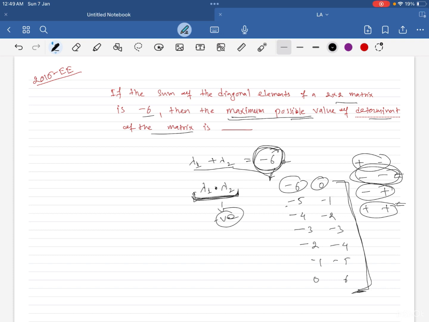No, with the negative only one. So out of this, the product of this will be maximum, right? Because this will be 5 times 1, 5, 8, 9. So the maximum possible value of determinant or the product of eigenvalue is 9.